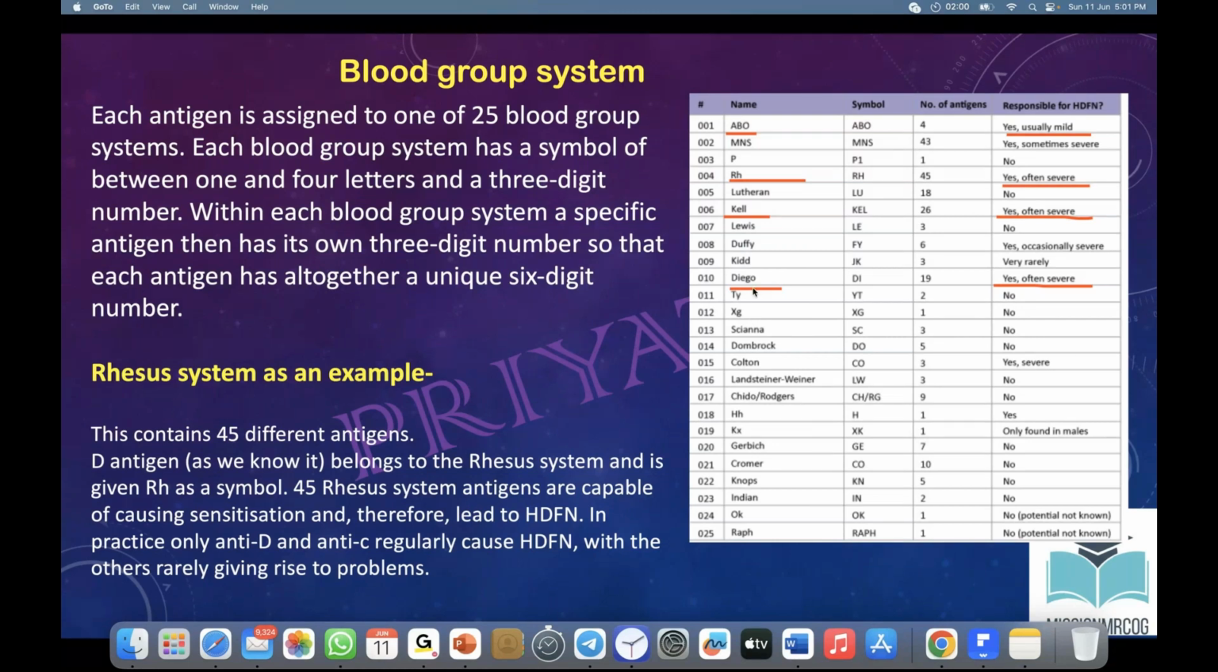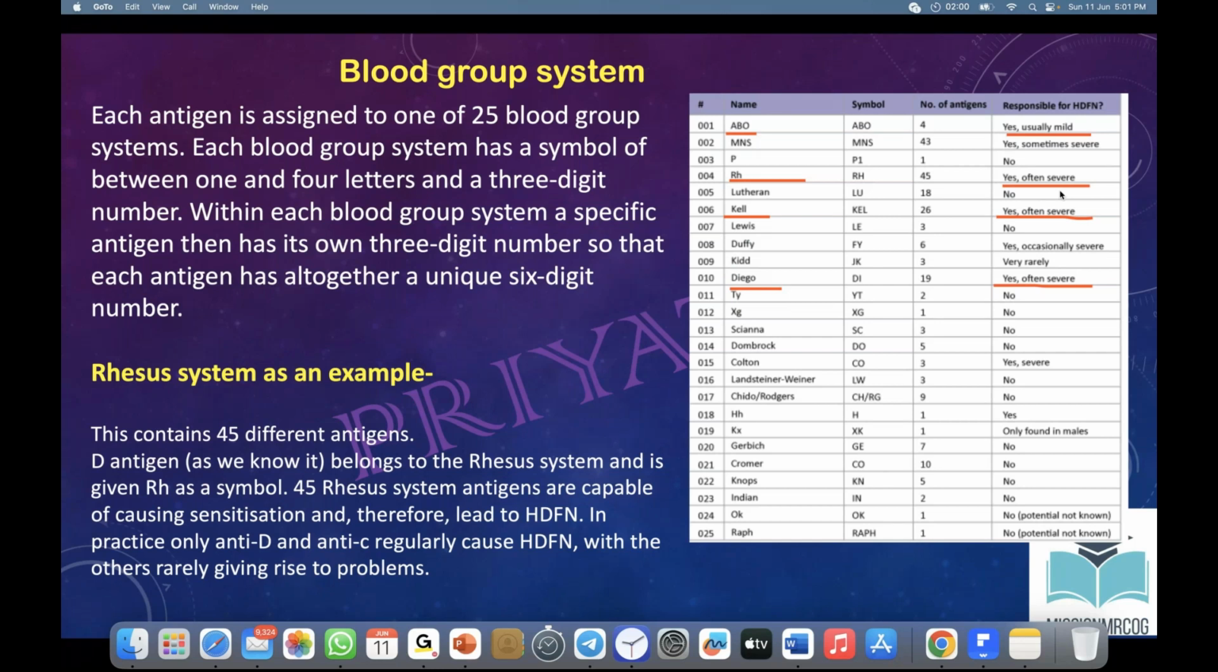And why we are interested in knowing this is because what can happen is hemolytic disease of newborn. So we are worried about this. Okay, so this is about blood group system. Now RH or rhesus system is an example. In RH there are 45 antigens. Okay, that we know, you can see it from here also. And it would cause a more severe kind of hemolytic disease of newborn. Okay, so this is a little information about blood group system.